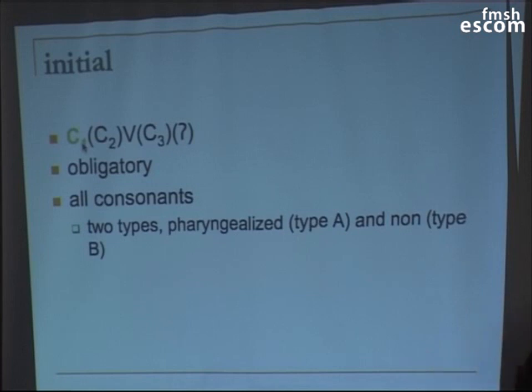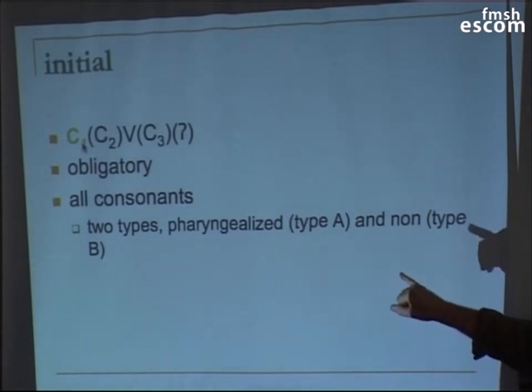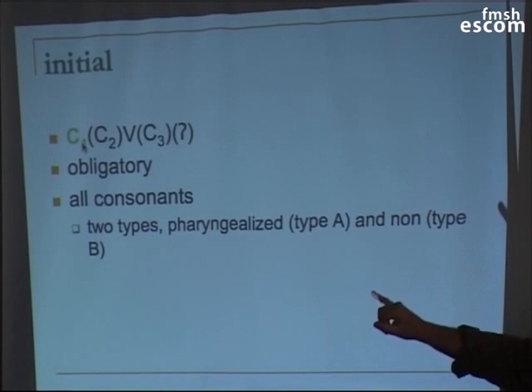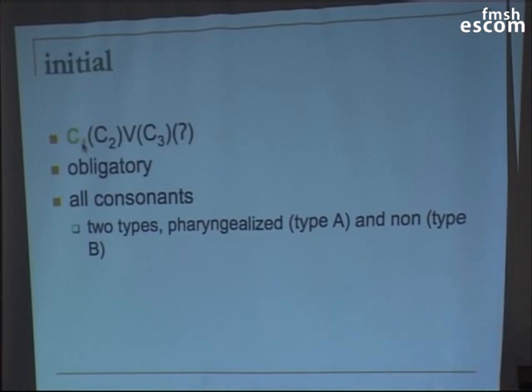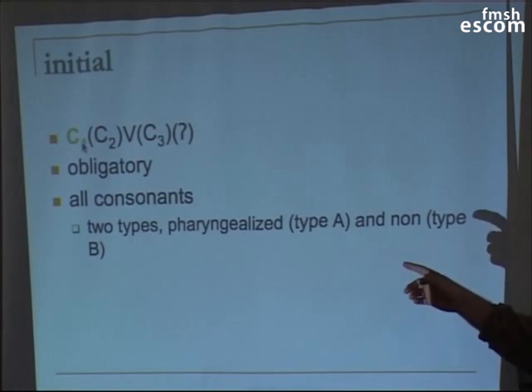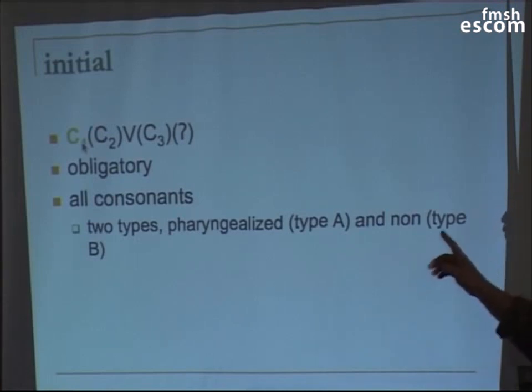Now, as Bill explained this morning, there has been a lot of discussion as to what the distinction between type A and type B was. We tend to think that the correct interpretation is that provided by Norman in his 1995 paper. Type A was pharyngealized and type B was non-pharyngealized.